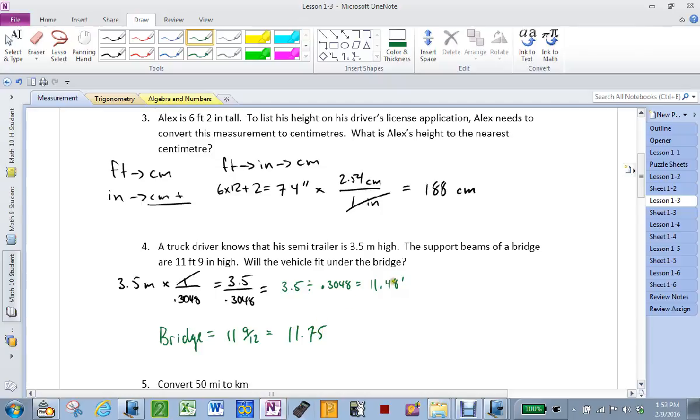This says it's 11 feet, 6 inches. It's 3 inches of difference. You would risk it? Probably not. Well, it depends what I'm risking. Is it just the top of my car, or do I have a gold bar up there? I don't know.